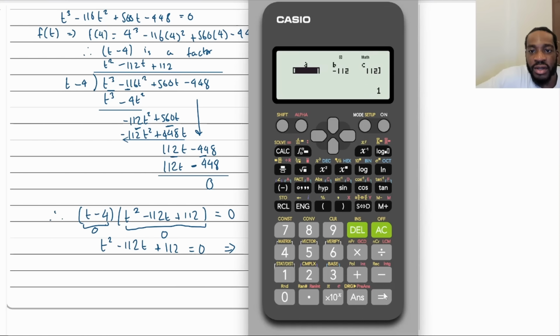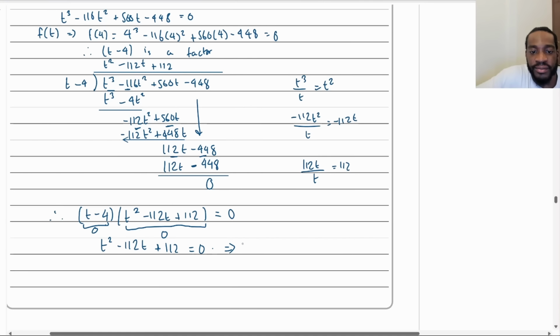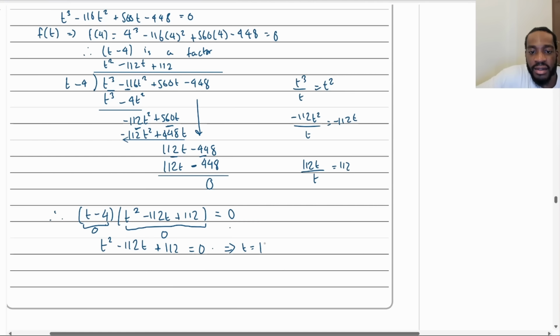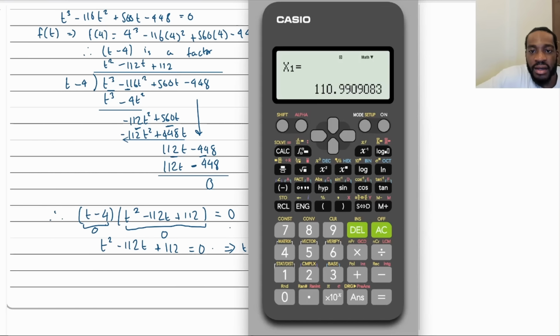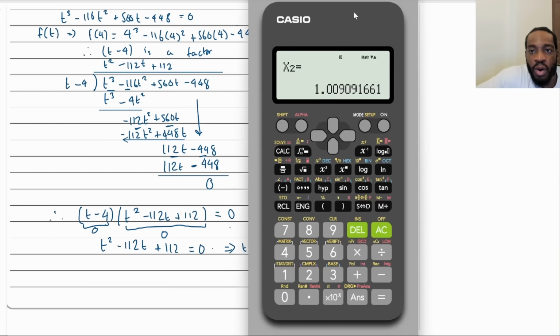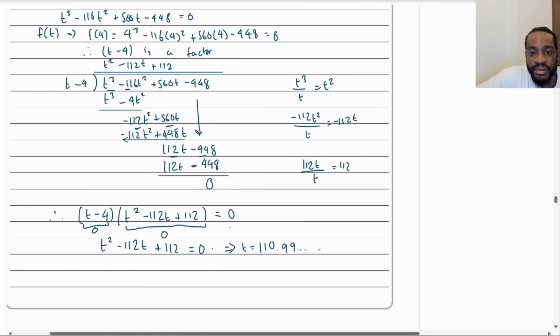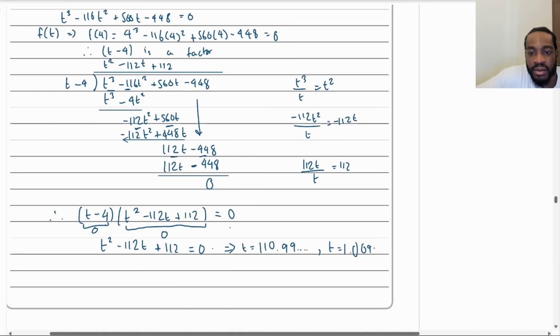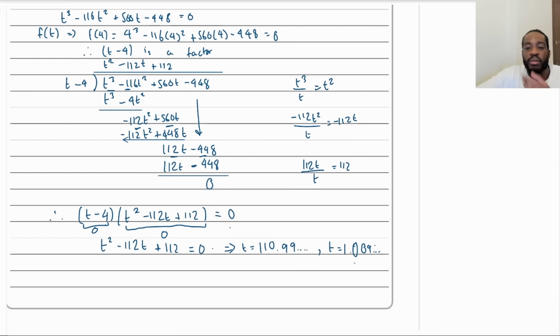Okay, perfect. So the first one is 110.9999 blah blah blah, and then the next one is equal to 0.009 blah blah blah. Okay, so these are our two values, roughly 110.99 and 0.009.